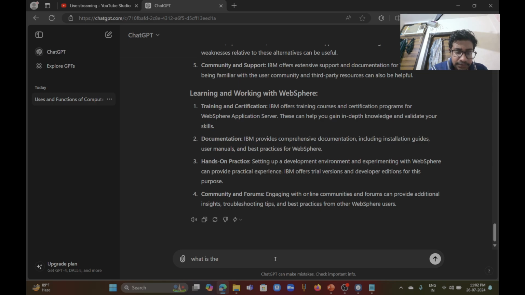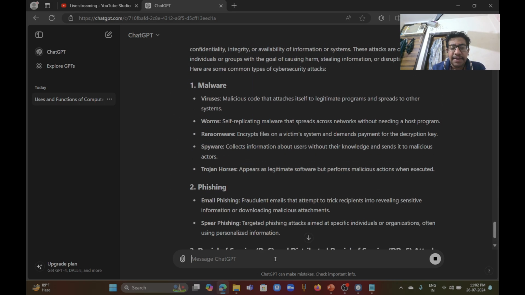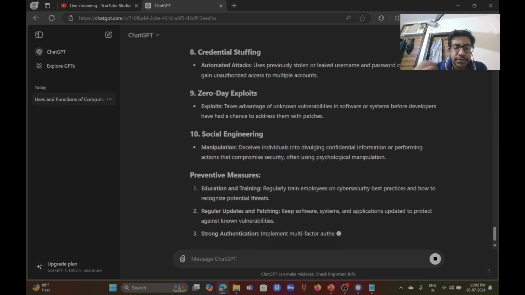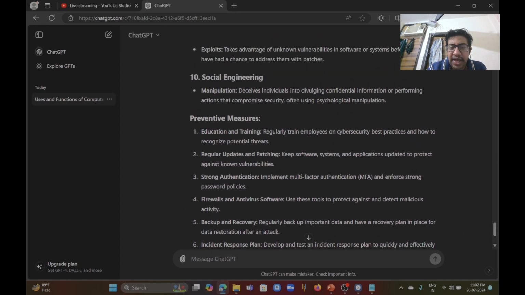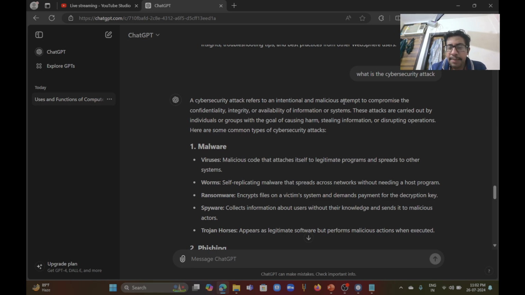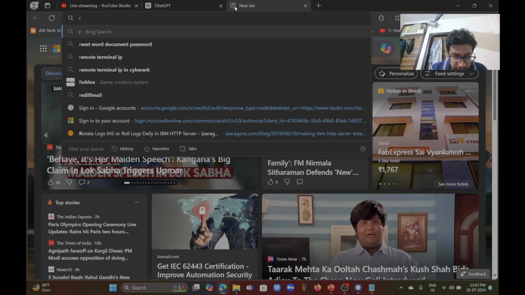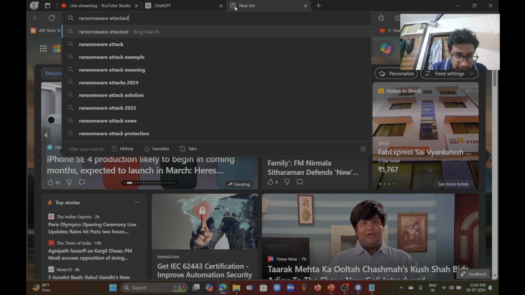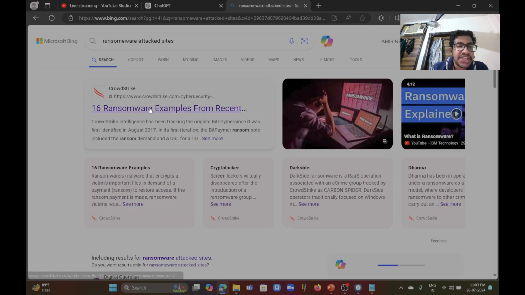What is a cyber security attack? I will randomly type, okay? I am randomly typing. See, a brief introduction about your query. This is malware, which refers to an intentional malicious attempt to compromise confidentiality, integrity, and availability of information. Those attacks are carried out like viruses, malware, worms, and ransomware, which locks the victim's system and demands payment for the decryption key. We'll see. Sixteen examples of ransomware.